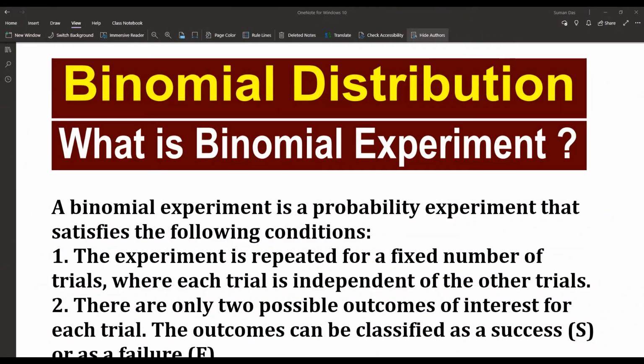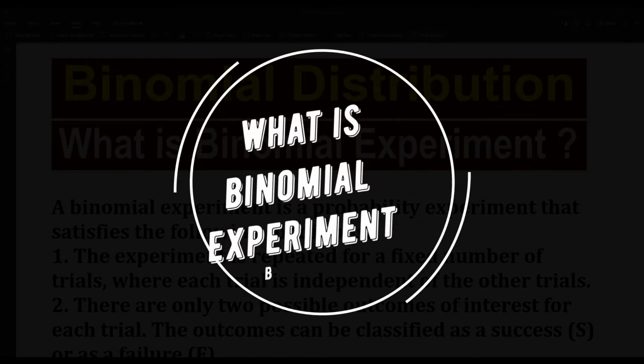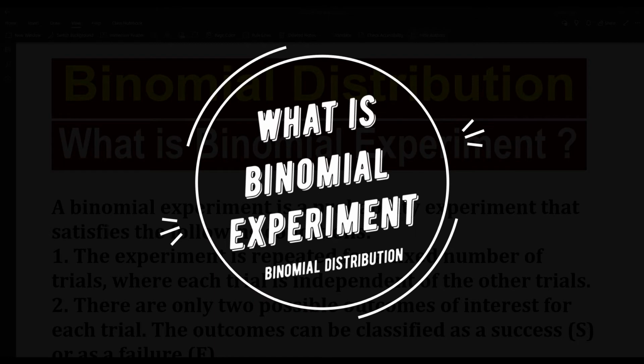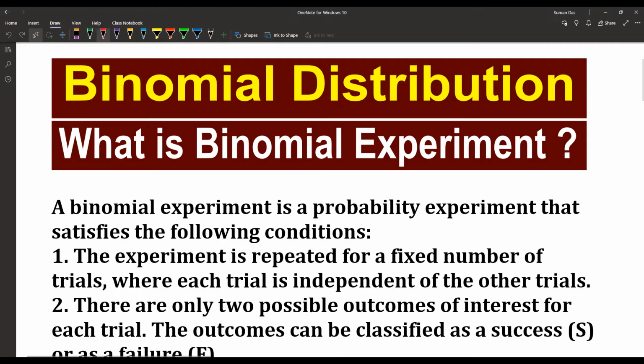Hello friends, in the previous video we have already discussed the binomial distribution. Now, to solve problems on the binomial distribution, we have to think about what type of experiment falls in the category of a binomial experiment. A binomial experiment is a probability experiment that satisfies the following conditions.